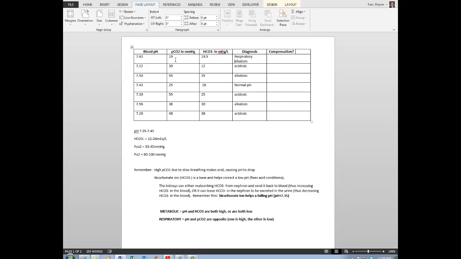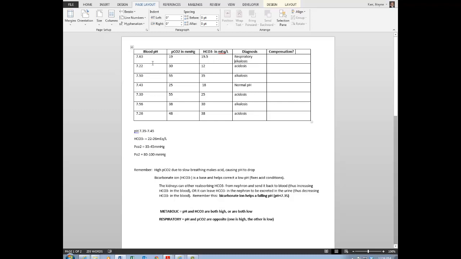If I look here, looking at values, I have a low PCO2 and I have a low pH. So that's not opposite. So that's not respiratory in nature. Only when one is high and one is low, when I'm comparing PCO2 to pH, do I know it's respiratory in nature, because I know that a low PCO2 means low acid, and low acid would cause a high pH. So only when these are opposite in value is it respiratory in nature.